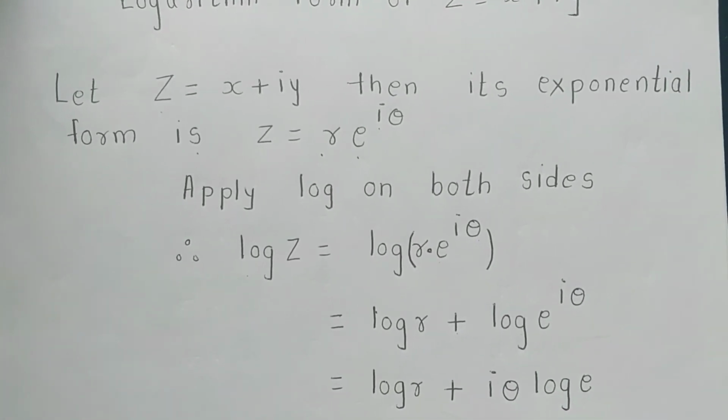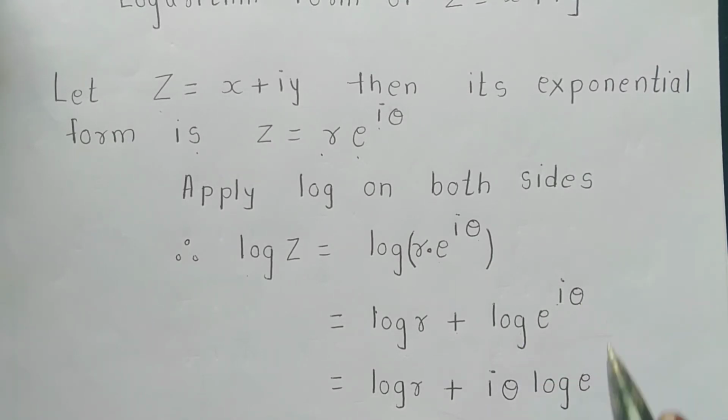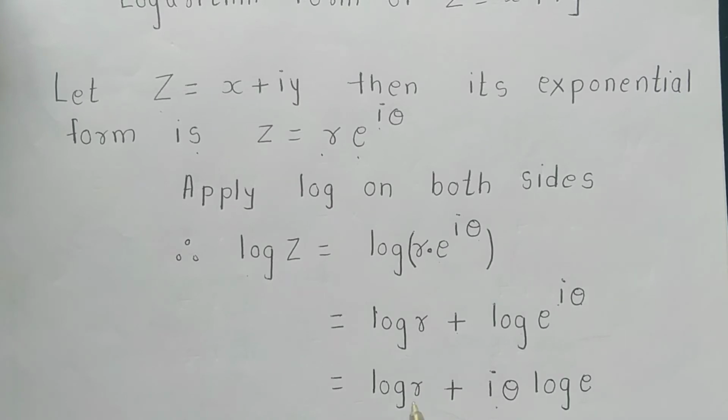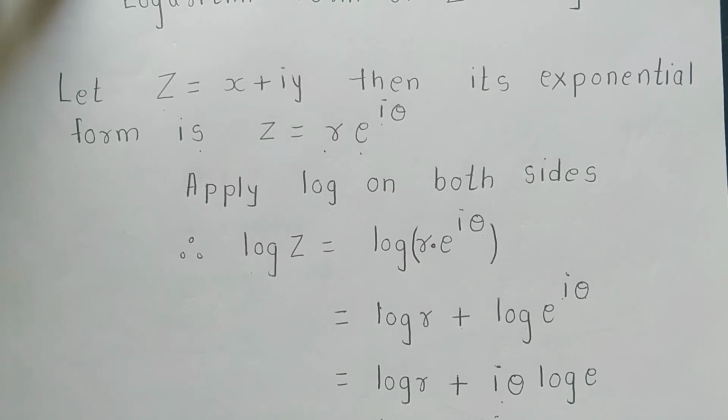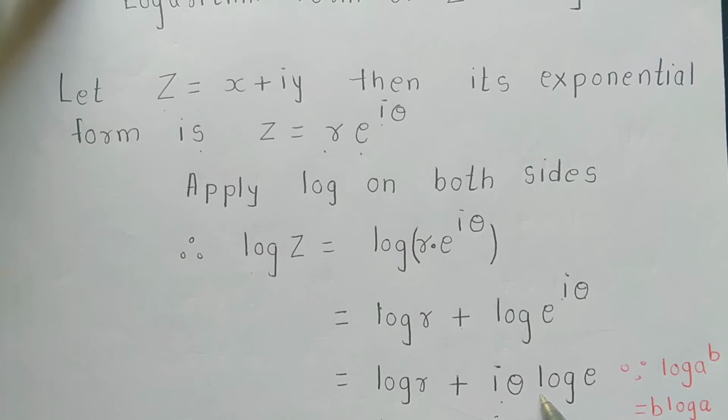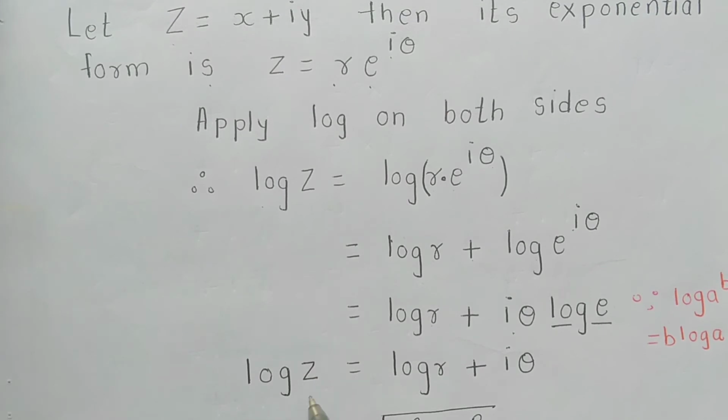Again we use the rule of logarithms here. So this i theta will multiply, that means log of r plus i theta log of e. So here we use the rule log of a raised to b equals b log a. This is the rule of logarithms that we used here. Then the value of log e is equal to 1. So we simply write log of z is equal to log of r plus i theta.